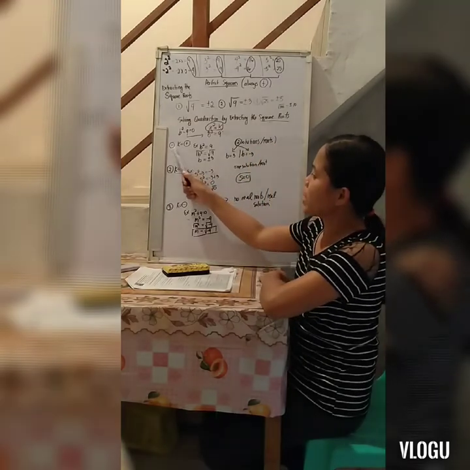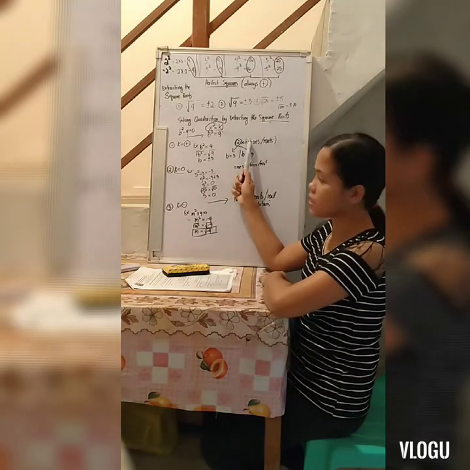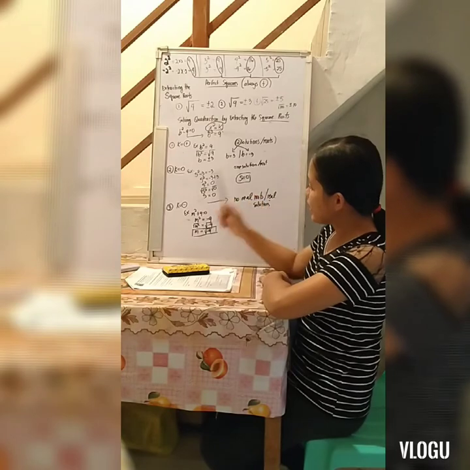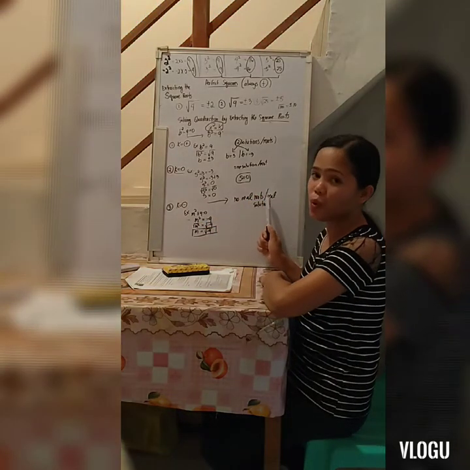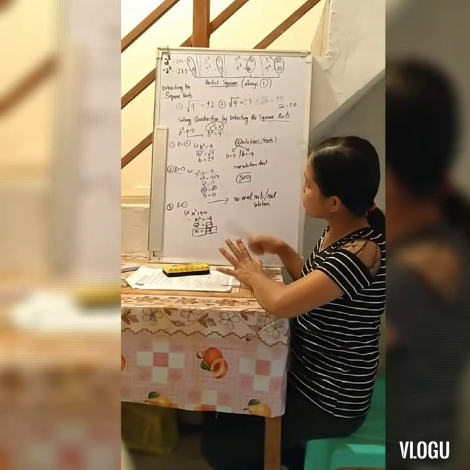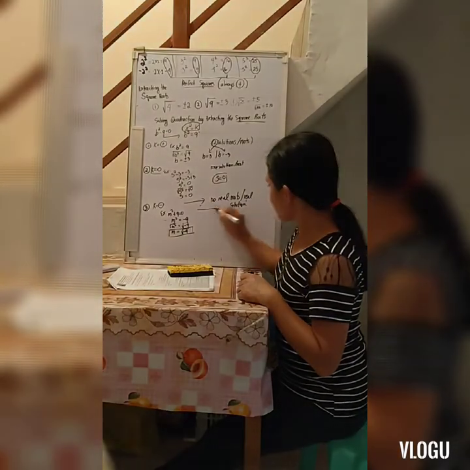Case number 1, if your k is positive, then you will have 2 solutions. If your k is equal to 0, then you will only have 1. And if your k is negative, then there are no real roots or you have no real solutions. I hope things are clear. Right, so let's have bonus examples.